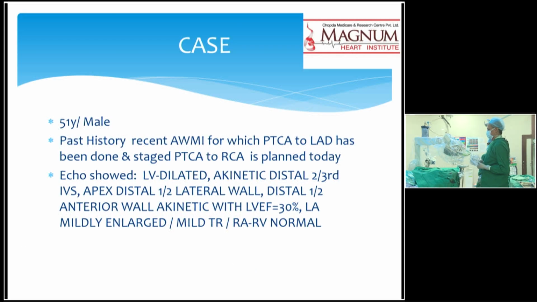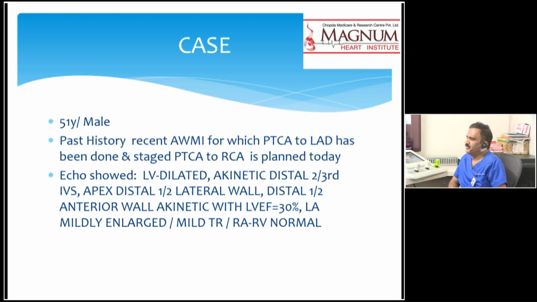Next slide. This is basically a 51-year-old male. He had an anterior wall MI, admitted at Magnum, and we did a PAMI to him to the LAD diagonal, and there was a PTCA to RCA which is planned today. Basically, I'll show you the angiogram. Echo showed an anterior wall territory akinetic with LVEF of 30%, LA mildly enlarged, RA RV normal.